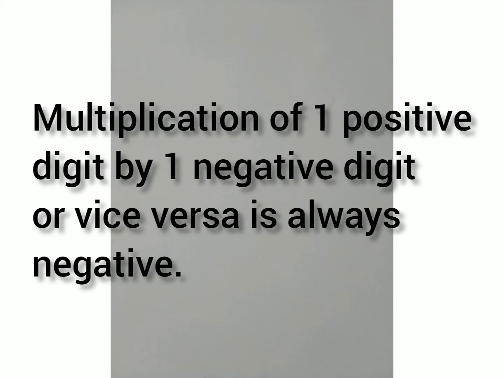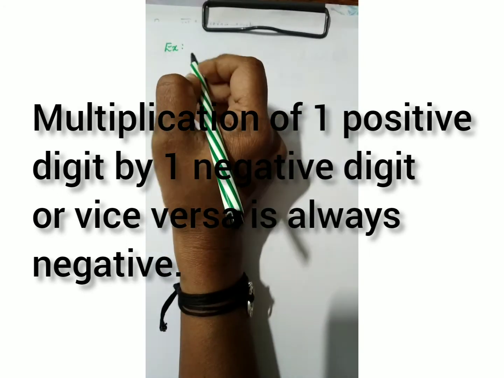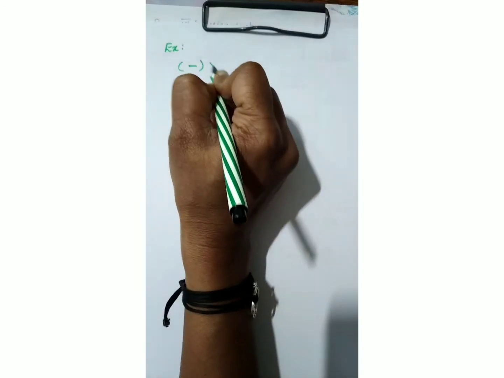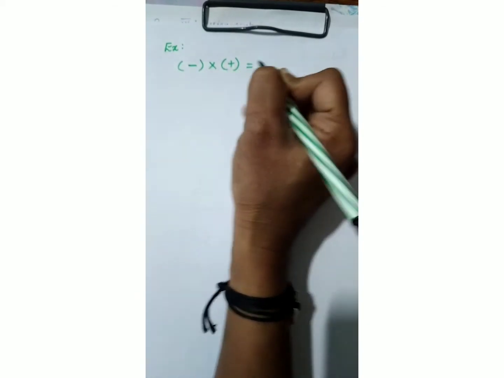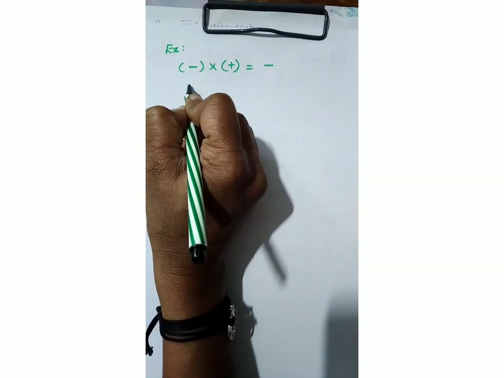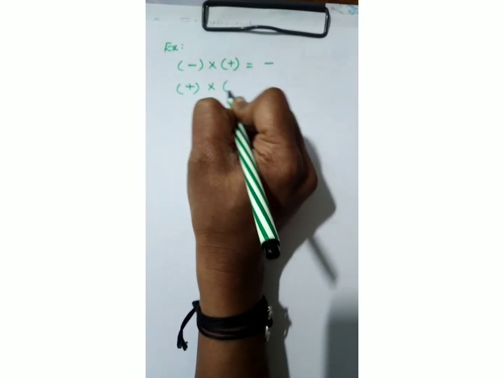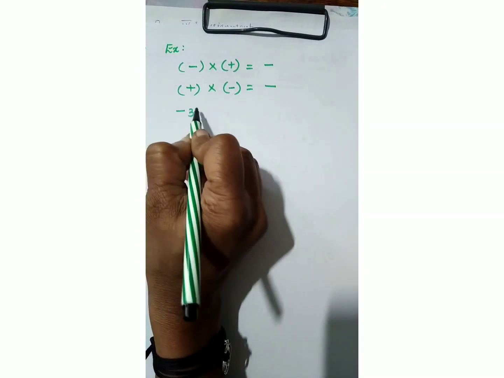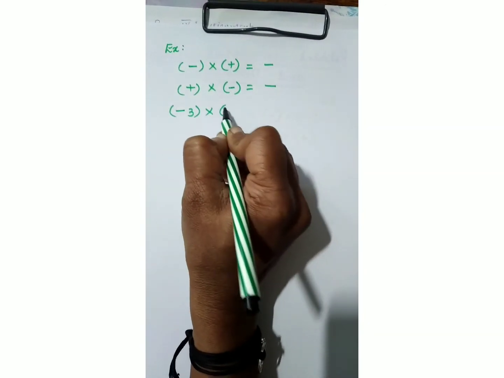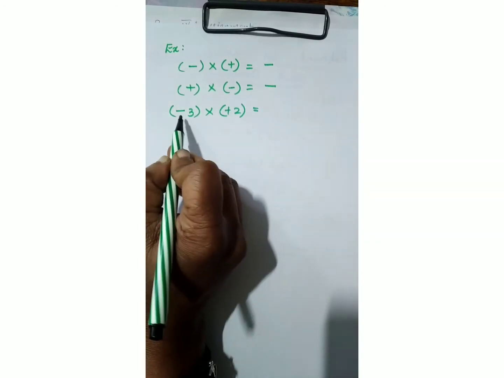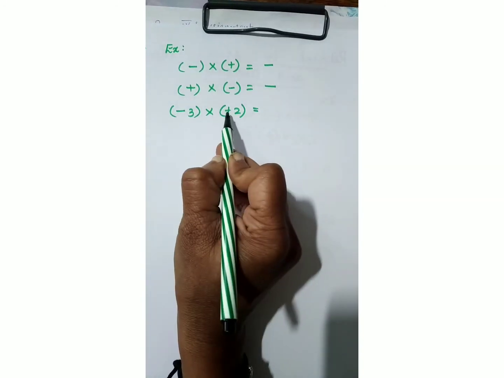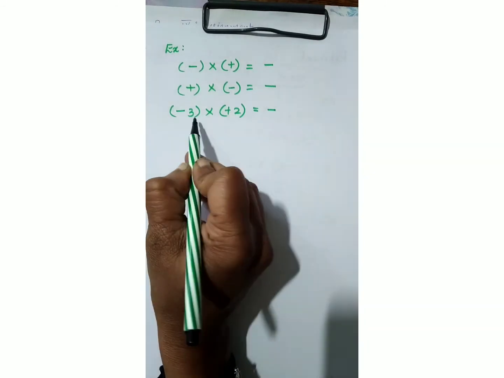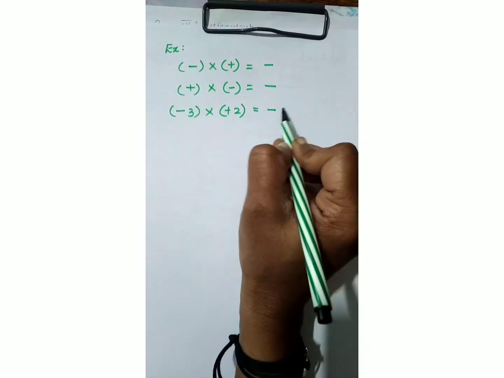Multiplication of one positive digit by one negative digit or vice versa is always negative. Example. Negative into positive is equal to negative, or positive into negative is equal to negative. Example. Minus or negative 3 into positive 2 is equal to, first multiply the symbol, that is negative into positive is equal to negative. Now multiply the digits, 3 2s are 6.